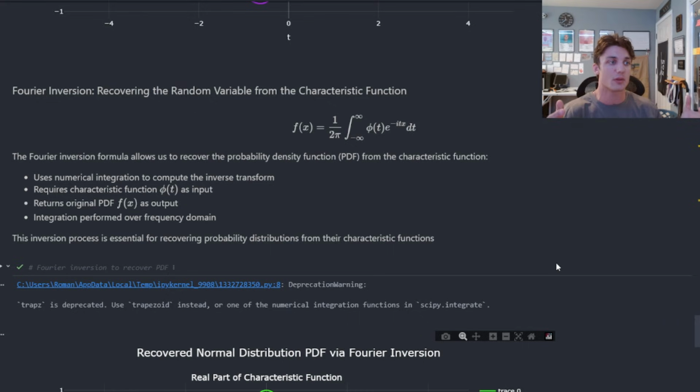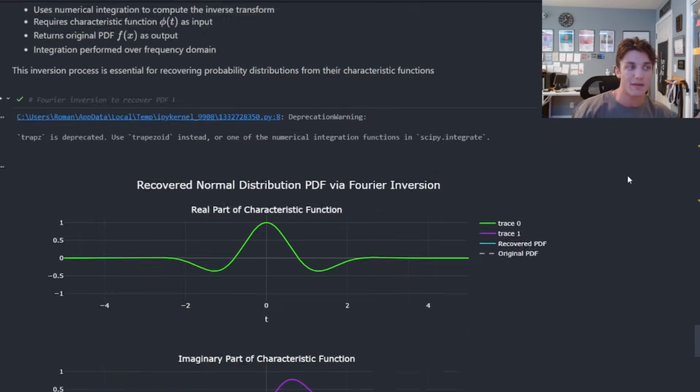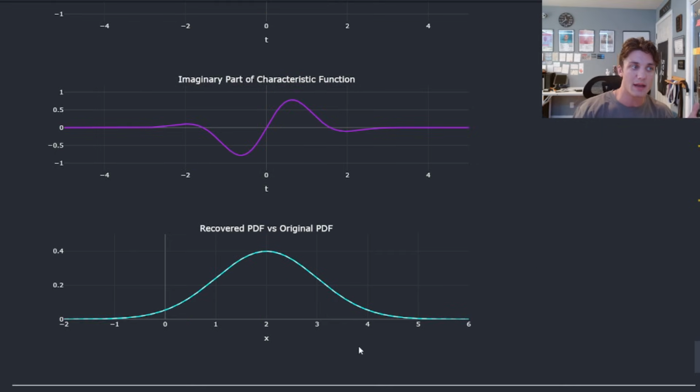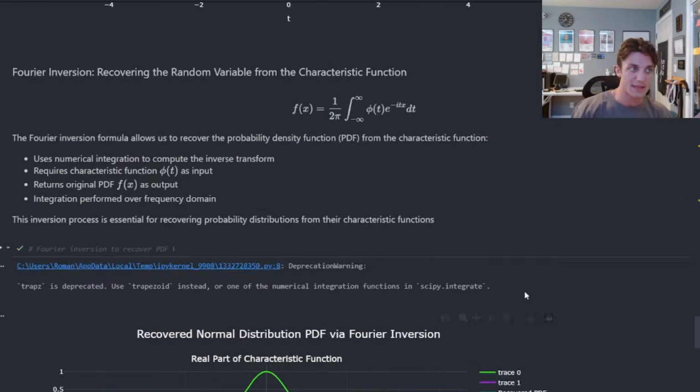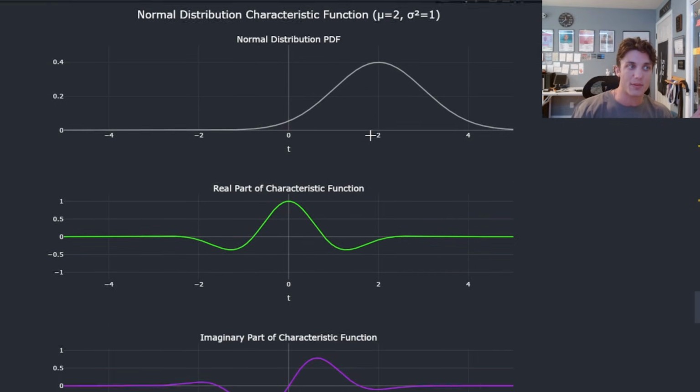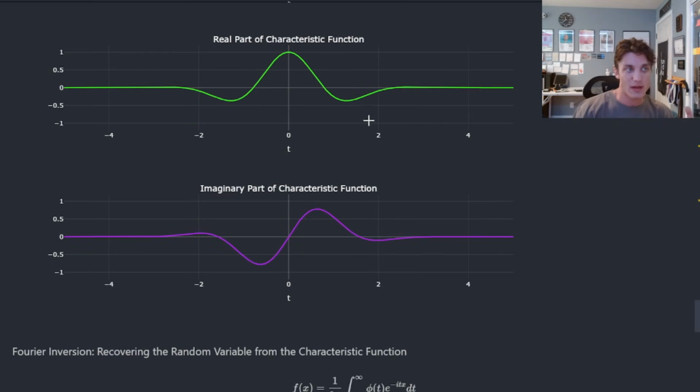I'm recovering the random variable. So you give me a characteristic function, I apply my Fourier inversion, and I'll recover the PMF or the PDF. So you give me the characteristic function of a random variable here, I apply that inversion, and look, I get the original random variable. That's exactly what I did here. I took this random variable, this normal random variable, I applied the Fourier transform to get the characteristic function.